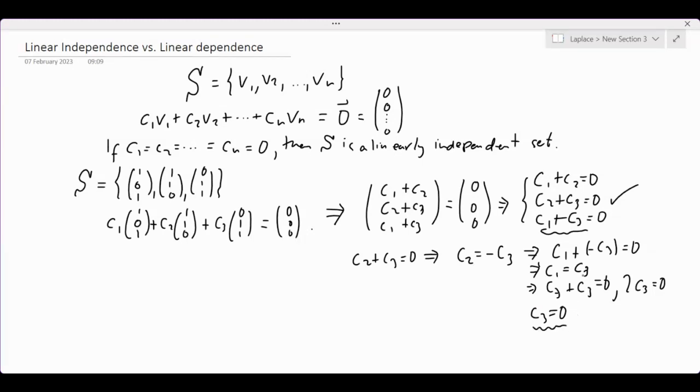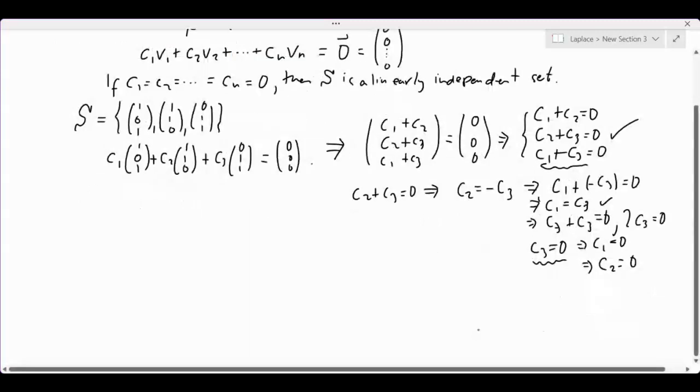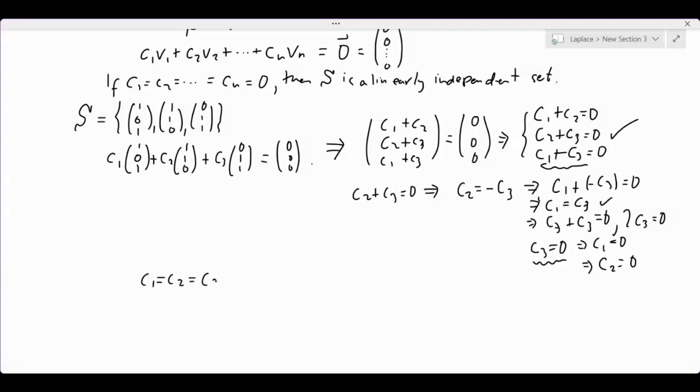C3 being equal to 0 and its equality to C1 implies that C1 is equal to 0, and C2 being equal to negative C3 implies that also C2 is equal to 0. So this implies then that C1 is equal to C2 is equal to C3, and all of them are equal to 0. And so therefore, we conclude that S is a linearly independent set.